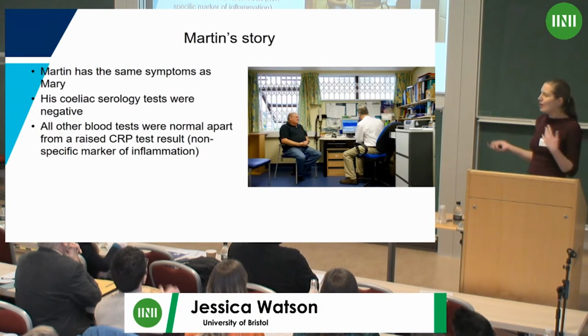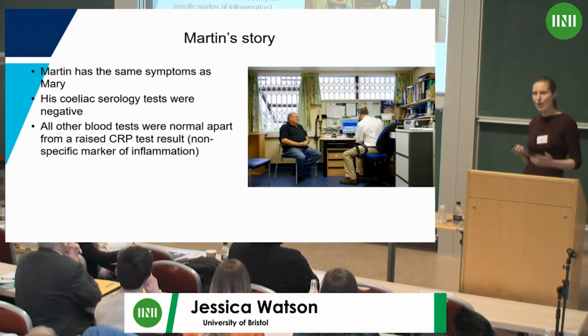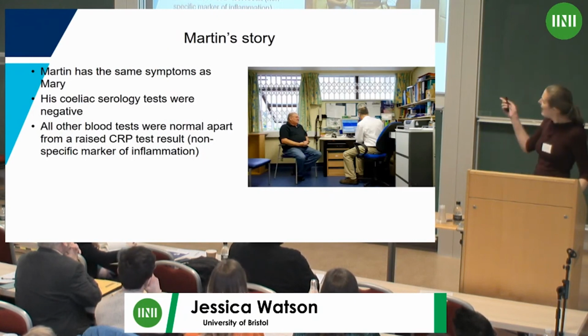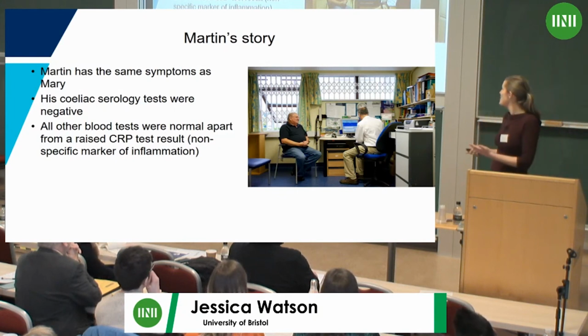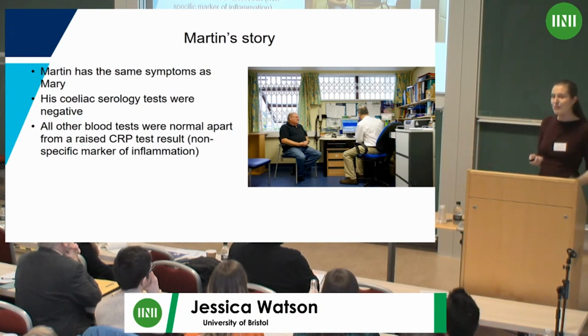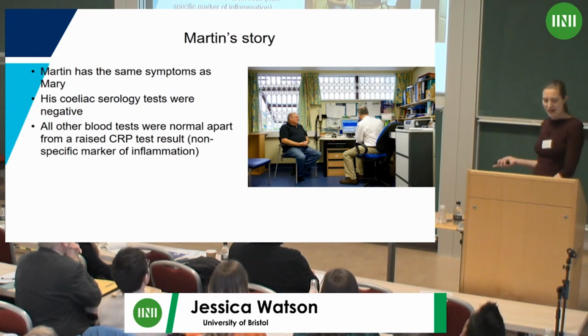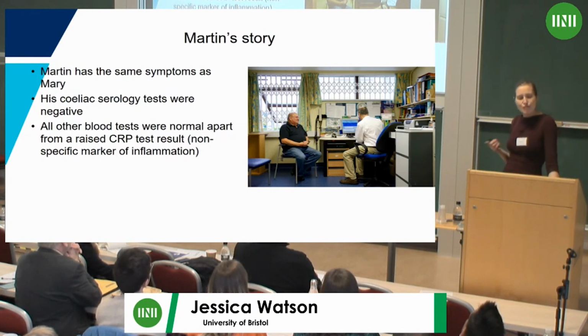So I just wanted to share one more clinical example to show how this can work as well. Now I'm talking about a similar patient with the same symptoms called Martin. Again, non-specific abdominal symptoms. This time his celiac serology blood tests are negative. All his other blood tests are normal, apart from a raised CRP test result.